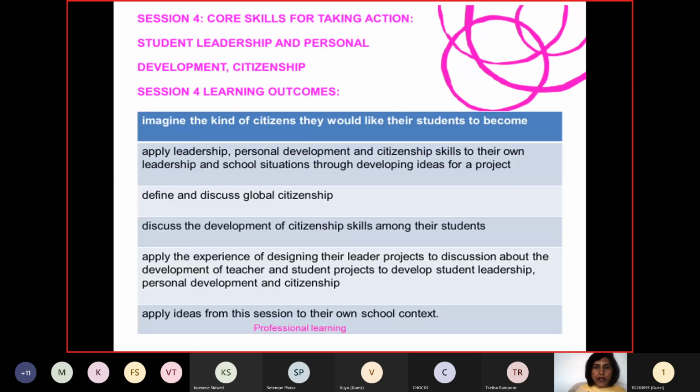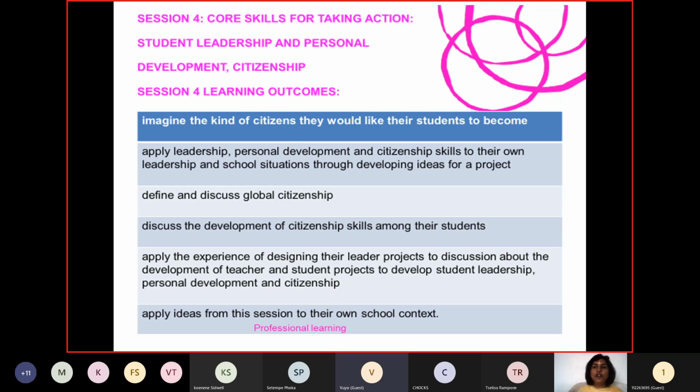Ladies and gentlemen, I'm now going to come towards the end. And remember, we always start with the end in mind. This is what we looked at. Imagine the kind of citizens that you would like students to become. Apply leadership and personal development and citizenship to their own practice. How can we use it in practice? What were the opportunities in the curriculum? We defined global citizenship and discussed the development of citizenship skills among their students. We looked at the school and how we can use it in our projects. And we started to use ideas that we can use in our schools.